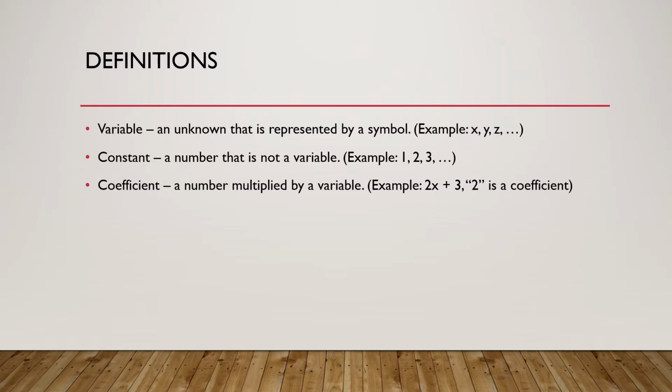So before we begin, let's go over some definitions. Number one, a variable is an unknown that is represented by a symbol such as x, y, and z. A constant is a number that is not a variable. The example we have here is 1, 2, 3, etc. And then finally, a coefficient, which is a number multiplied by a variable. So in the example 2x plus 3, 2 is a coefficient.